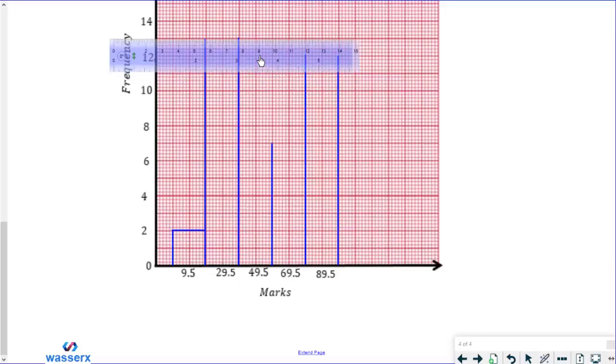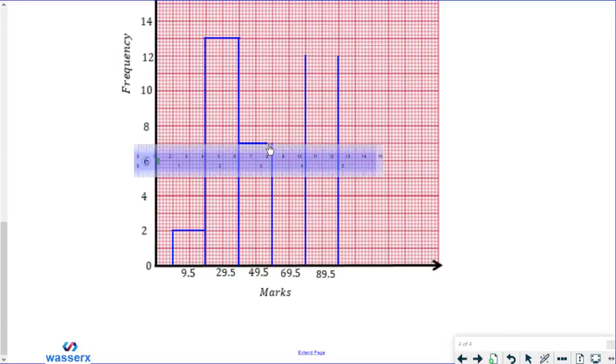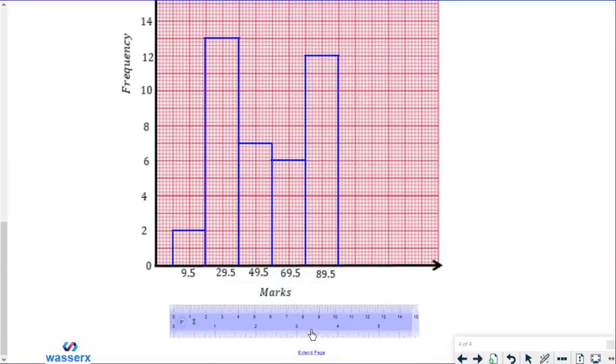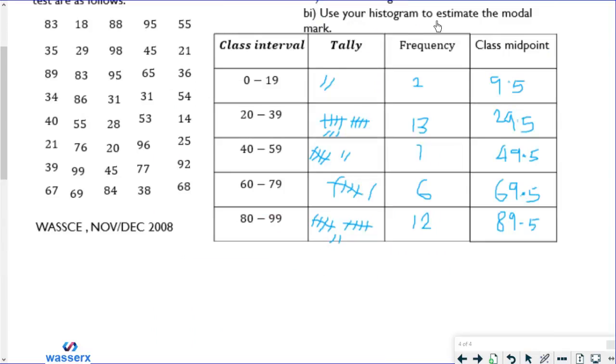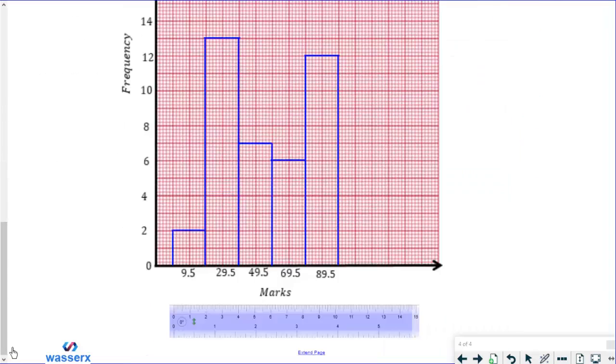Now we indicate the frequencies, that is the bar up to the frequencies. So the next one is up to 13. Then this one is up to 7. Then we have 6. Then we have 12. So we now use our histogram to determine the modal mark.